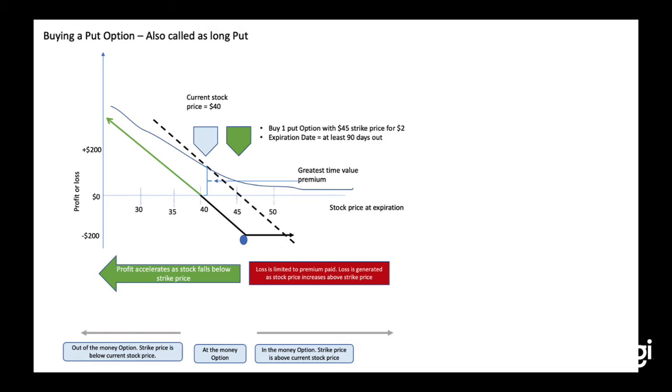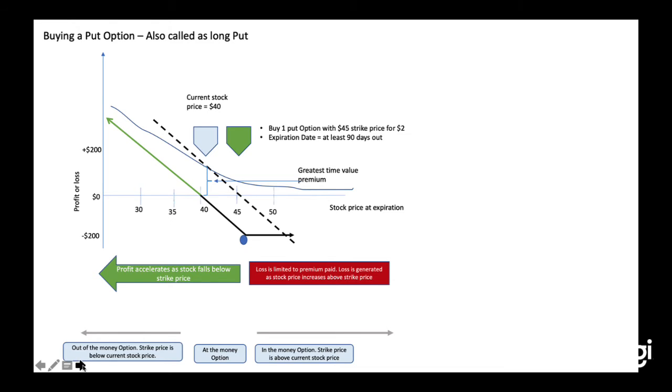And also, a few concepts. An at the money option is when the current stock price is 40 and you buy a 40 strike option. But in this case, if you buy a strike price of, for example, 45 or 50, it's in the money, because it's a put option, it will become in the money. But if you buy an option strike price below the current stock price, that's an out of the money option. Just a quick terminology here.